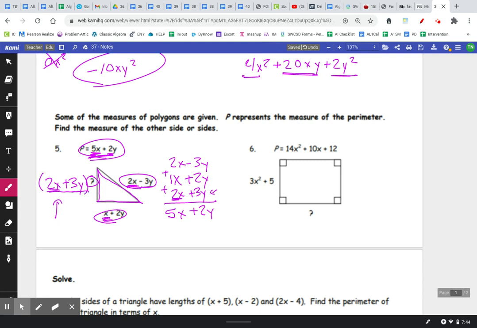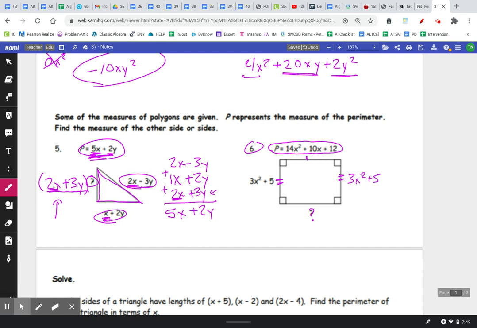Okay, here we know, example number 6, the perimeter is 14x squared plus 10x plus 12. I wish there was more of a space here. This is kind of a separate piece of information. This is not the side length here. That's what we're figuring out, question mark, okay? If this looks like a rectangle, like I think it is, we know this side is the same as this side. So that means I know this is 3x squared plus 5.